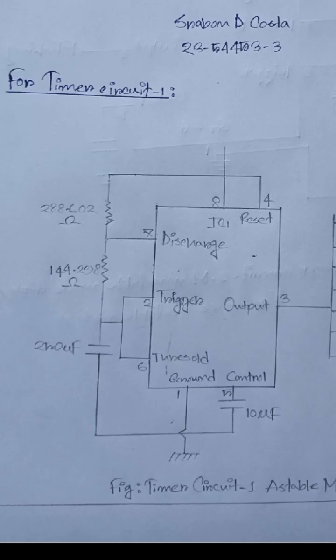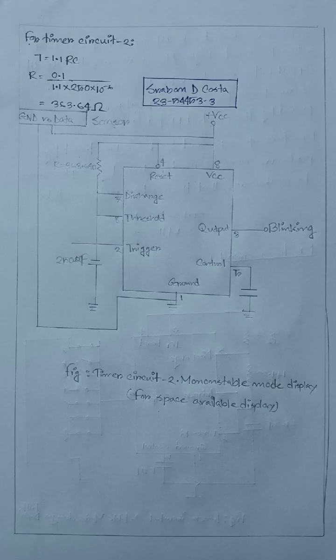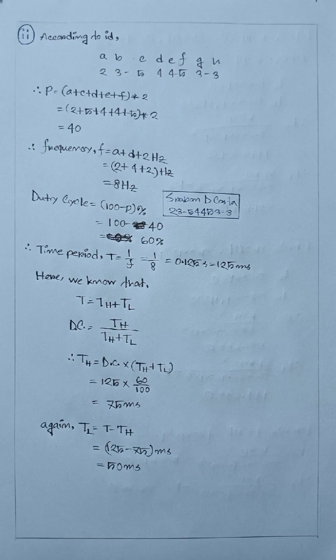Now for the display control, I used a 555 timer circuit. The first timer shows full continuously using an astable configuration. The second timer makes space available blink using a monostable configuration. Let me explain the calculation.